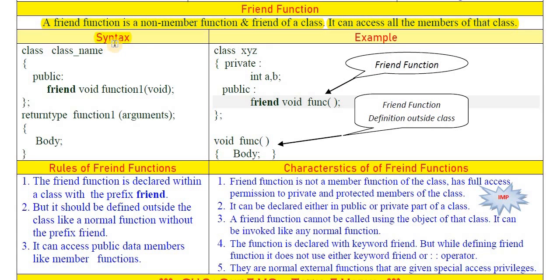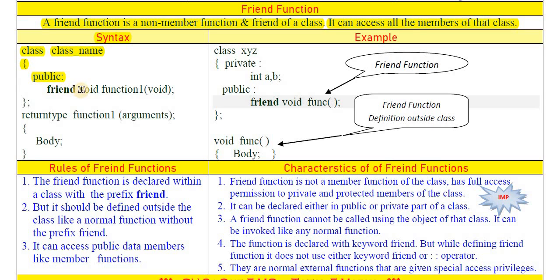So here the general syntax for creating a friend function is: a friend function is always declared inside a class and its body is defined outside the class. So here this is the general syntax. This is the class keyword and this is the class name, and this is the opening curly bracket which indicates the starting of the class body. Then this is the public section.